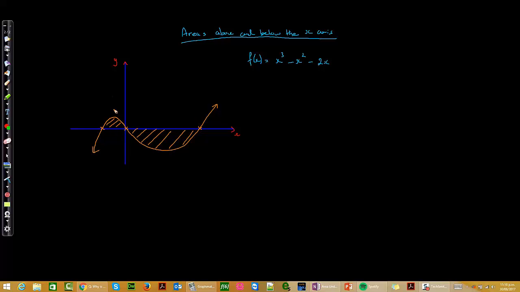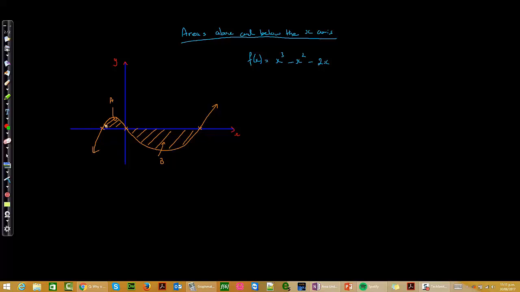We'll find this area here, let's call that area A, and we'll find this area B here by taking the absolute value of the definite integral. Okay, so when you've got part of the area above the x-axis and part below, that's going to be your strategy. Split the question into two parts.